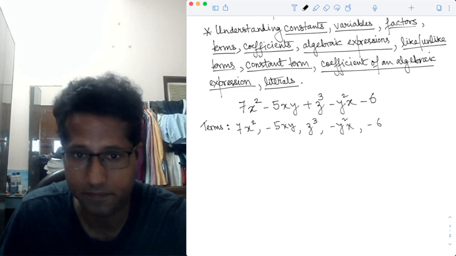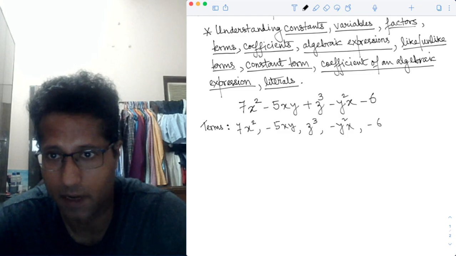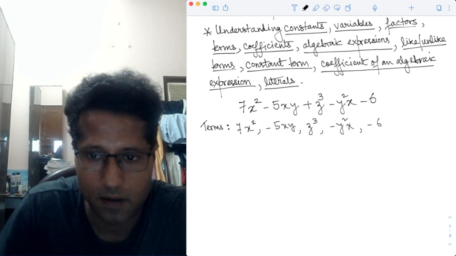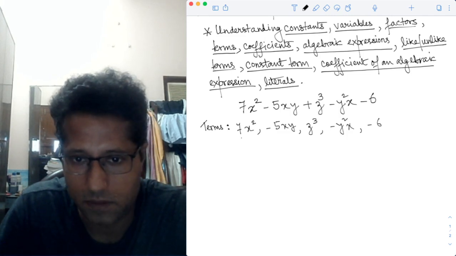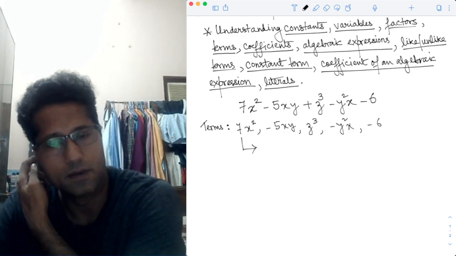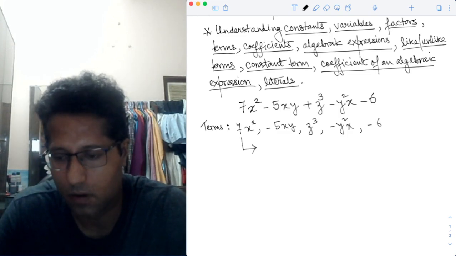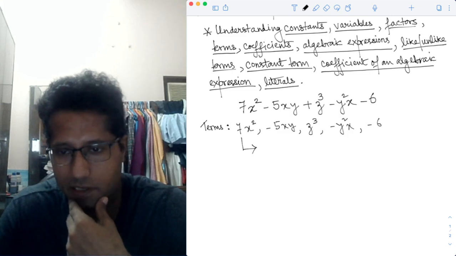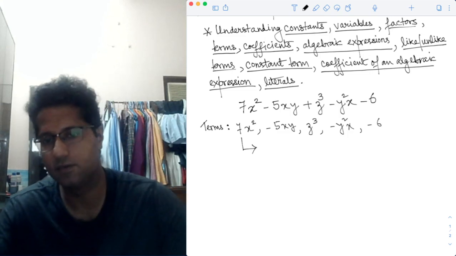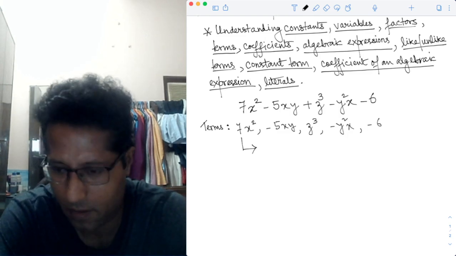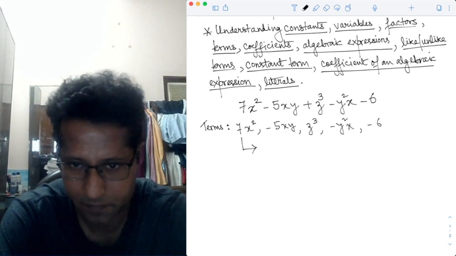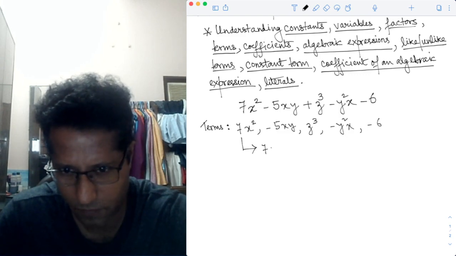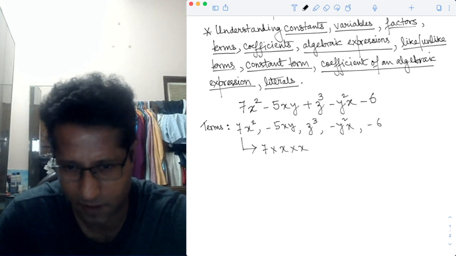Now let's try to understand how terms are made up. What are the components of the terms? So let's say this one, 7x square. A term is a product of one or more constants or variables. Now what is a constant? Both constants and variables are known as literals. Now this term is nothing but 7 multiplied by x multiplied by x.